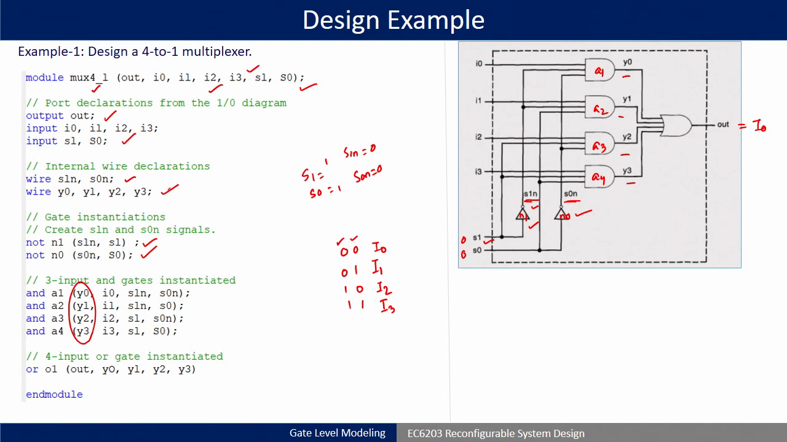Okay. Then finally, the OR gate instantiation, again output first, my last output name is out, followed by Y0, Y1, Y2 and Y3. Okay. So, if you write down this code, it is a fully synthesizable construct. So, you synthesize it, and you will get the corresponding output.